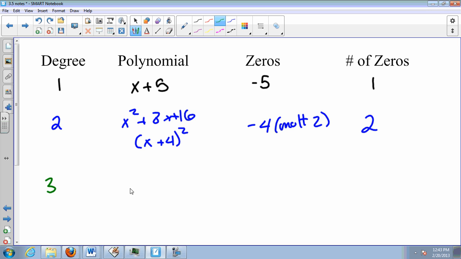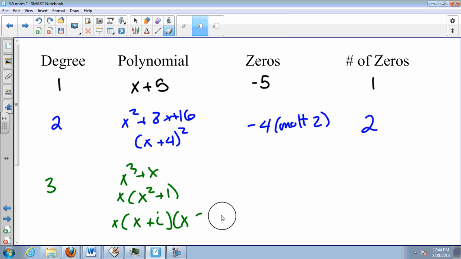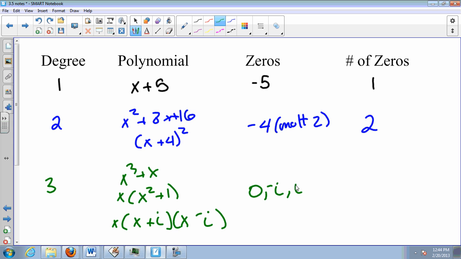A degree 3 might look like x cubed plus x. We factor out an x, and when we factor x squared plus 1, it's going to go to (x plus i) times (x minus i). So our 3 zeros occur at 0, i, and negative i. 3 zeros.